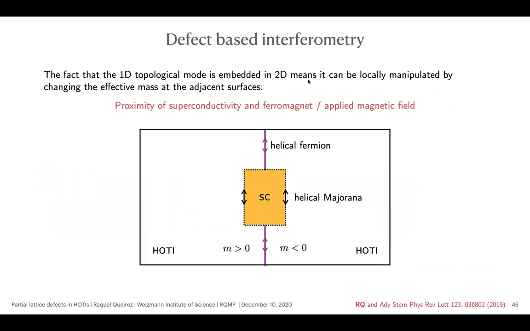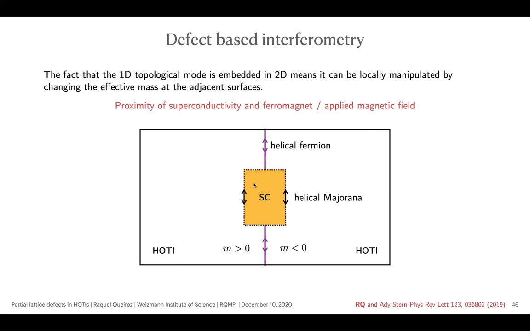So let me, before I conclude, advertise another thing that you can do with helical modes on defects. The nice thing about this is that you really have a three-dimensional system that has helical modes on that surface, right? So it's not on the edge of a two-dimensional device that is hard to access. If it's inside a three-dimensional system, or on the surface of a three-dimensional system, you can start playing with it a little bit. One thing that you can do is put a superconductor on top. You can put a ferromagnet, you can apply a magnetic field, and you can start creating these types of devices.